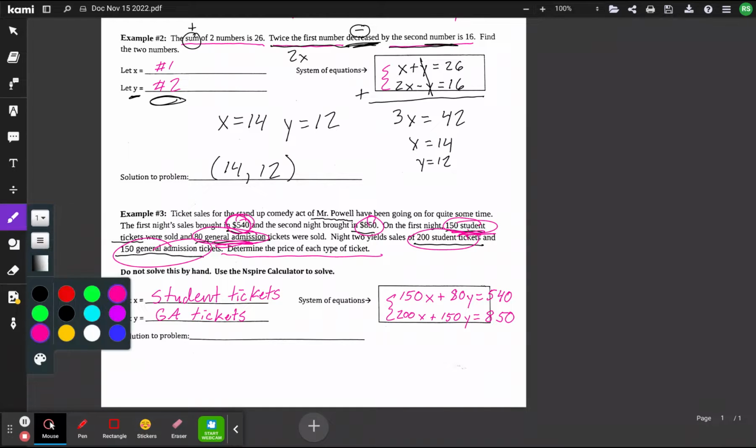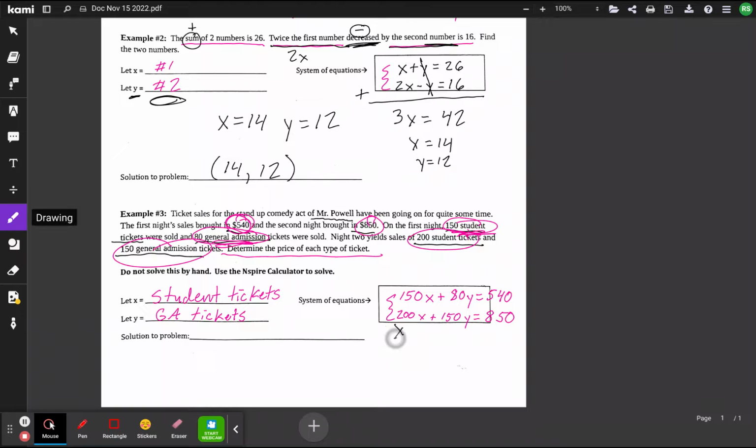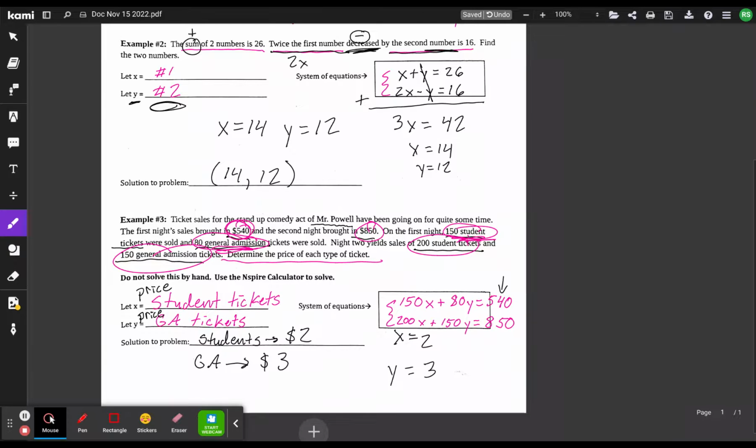All right, our calculator should have given us x equals 2, y equals 3. Remember, again, we were talking about the price of each of these tickets. So solution to the problem, students pay $2 a ticket. General admission tickets cost $3 per ticket. So 150 times 2 plus 80 times 3 would have given us 540. X and Y represented the price of student tickets and general admission tickets.